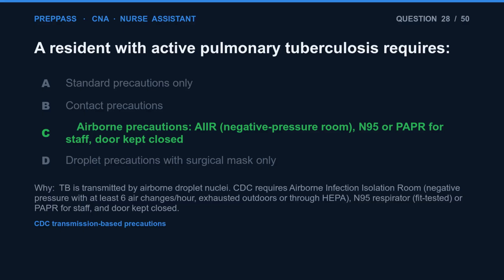The correct answer is C. TB is transmitted by airborne droplet nuclei. CDC requires an airborne infection isolation room, negative pressure with at least 6 air changes per hour, exhausted outdoors or through HEPA, N95 respirator, fit tested, or PAPR for staff, and door kept closed.